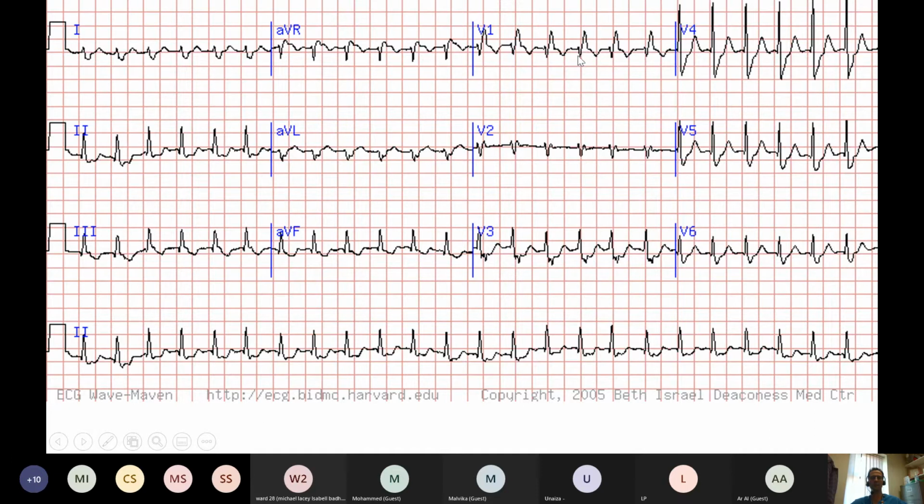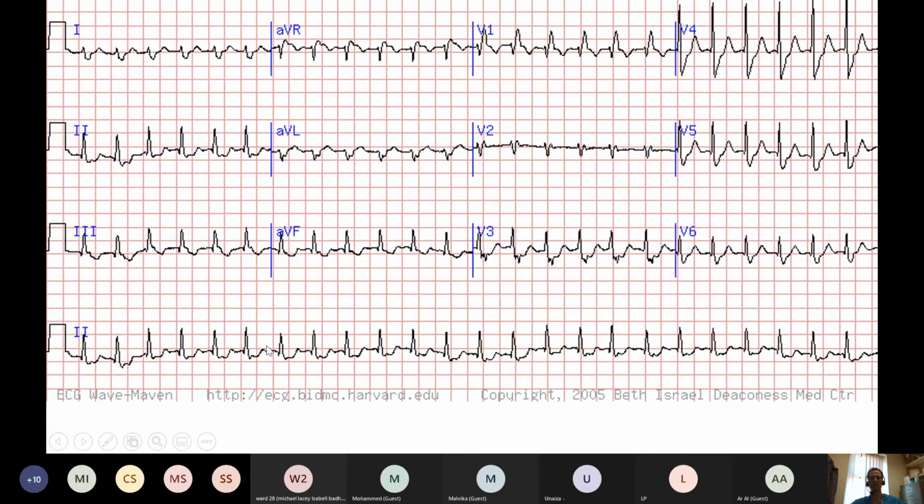So with this RSR pattern here, we're looking for an S wave over here. We've got our R wave followed by the S wave, so this is typical right bundle branch block. That means that this could be a supraventricular tachycardia. Doesn't mean that it is, but the fact that it's so typical is suggestive that it might be.